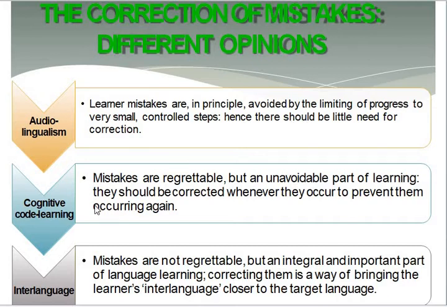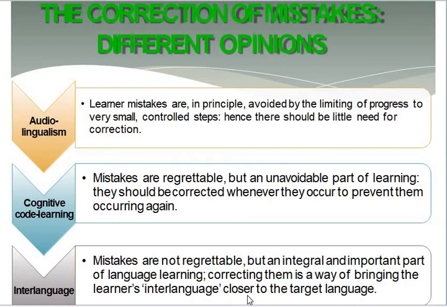According to cognitive code learning, mistakes are regrettable, but an unavoidable part of learning. They should be corrected whenever they occur to prevent them occurring again. So, the purpose of giving feedback is that you need to make correction of the mistakes so that they may not occur again. According to interlanguage, mistakes are not regrettable, but an integral and important part of language learning. Correcting them is a way of bringing the learner's interlanguage closer to the target language.